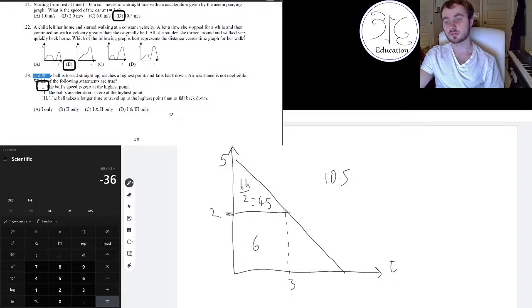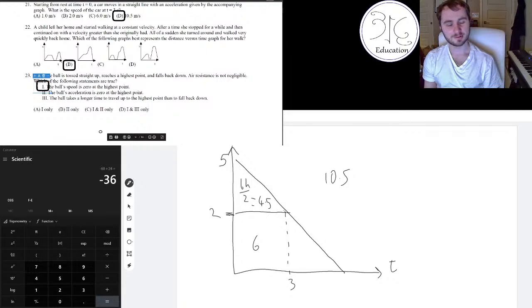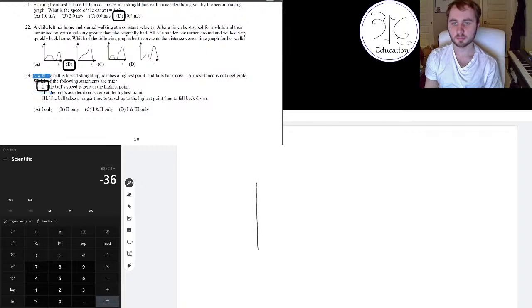The ball takes a longer time to travel up to the highest point than to fall back down. So this is an air resistance problem, and we expect air resistance to be opposing us as we travel. I think technically 3 is going to be true, but it really depends on how they interpret this. If we define our air resistance, let's get a new page here. So our ball is traveling up and then it's traveling back down, right?